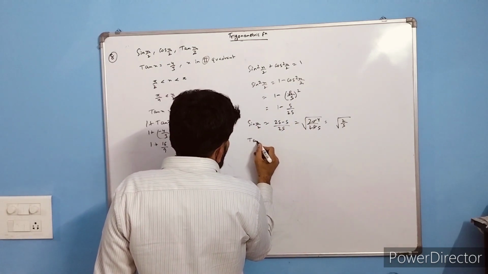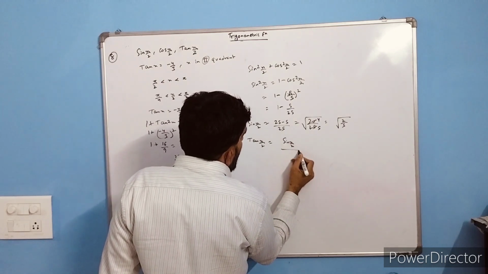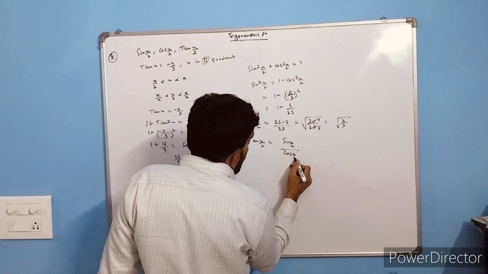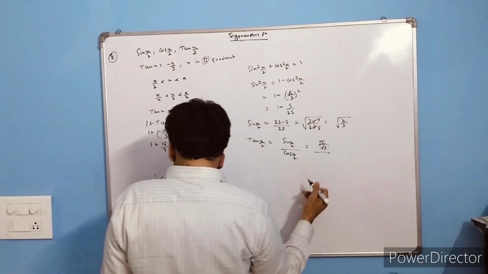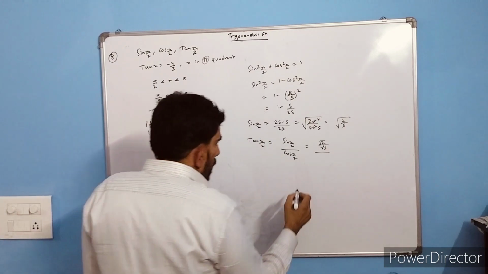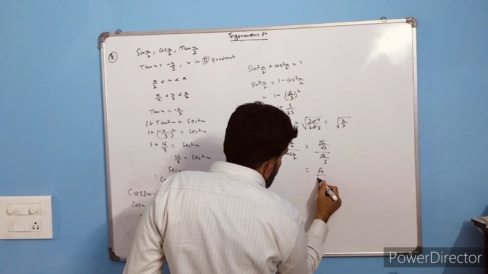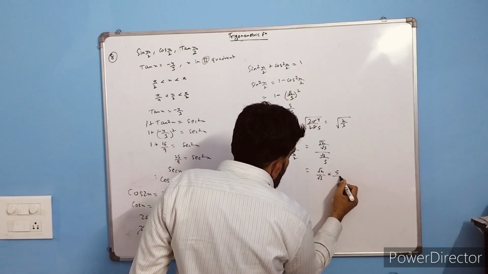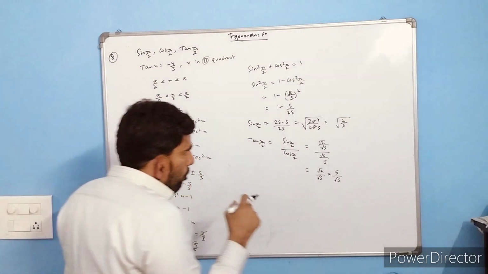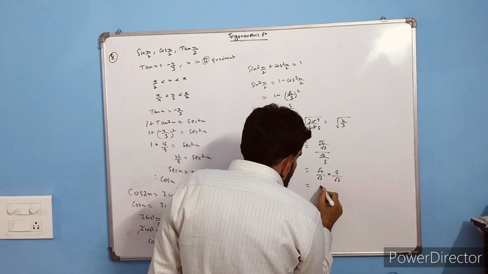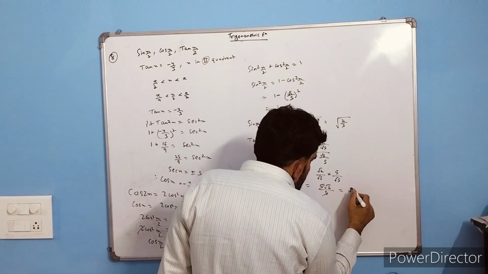Now try to find tan x by 2. That is sin x by 2 upon cos x by 2. So we'll put the value root 2 upon root 5, upon cos, we have root 5 upon 5. So if we use this, 5 upon root 5, okay, that is upon root 5. So I got 5 root 2 upon 5. I got the value root 2.